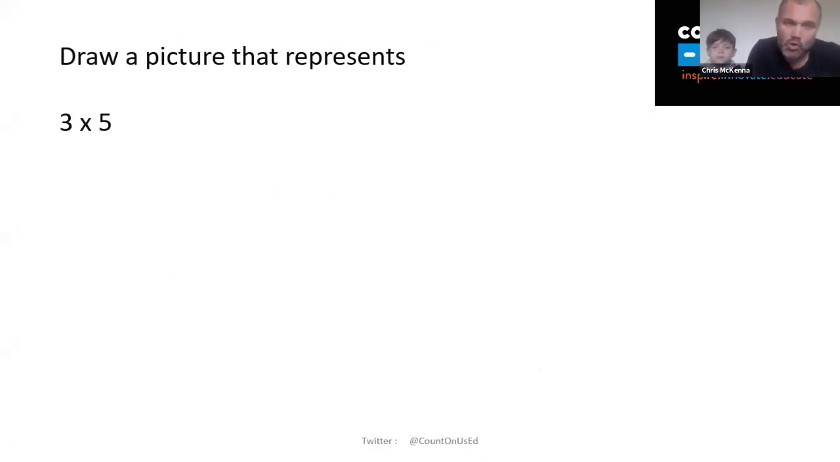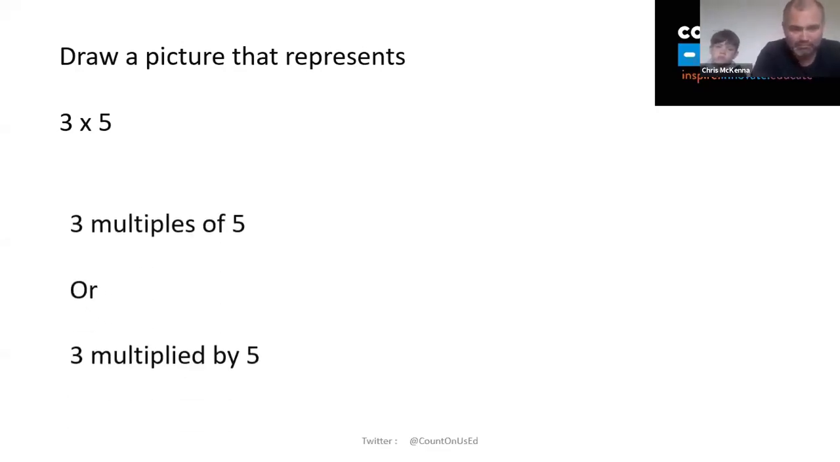So what I want you to do on a bit of paper, or you can imagine it in your head, think of a picture that represents 3 times 5. I hope you're doing this at home. Even if you're sitting on your own or sitting with your parent, or you are a parent and maybe your child can't make it for some reason just now, have a go at this. So draw a picture that represents 3 times 5. Now here is the picture that I have pre-prepared. You can see if you agree with it.